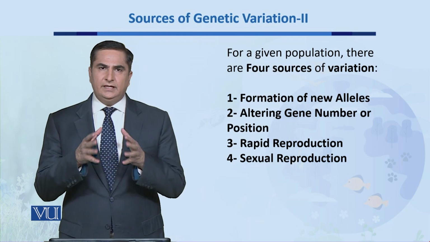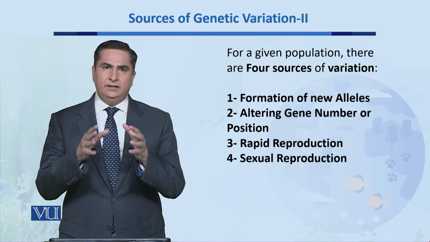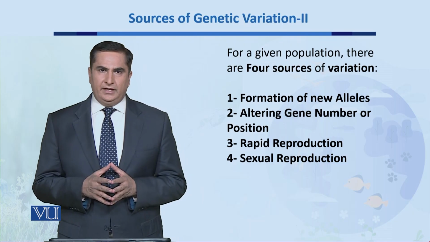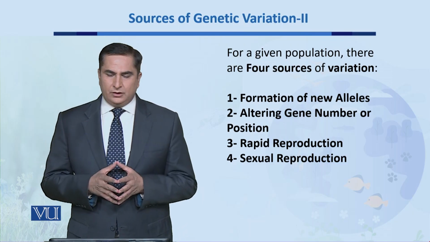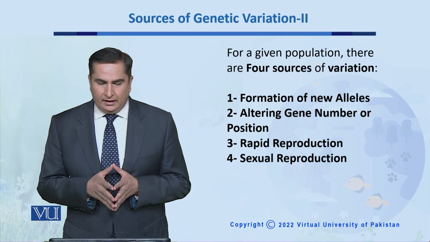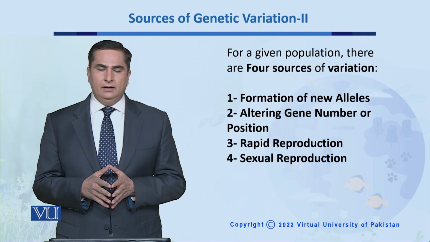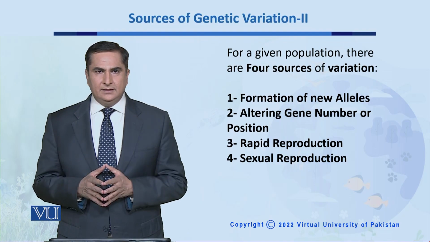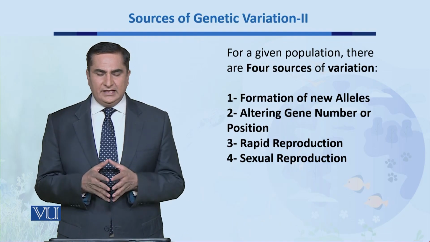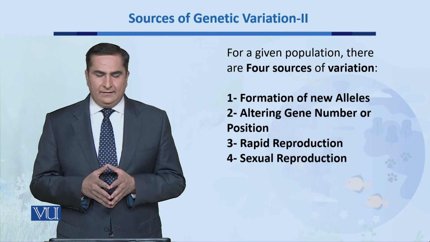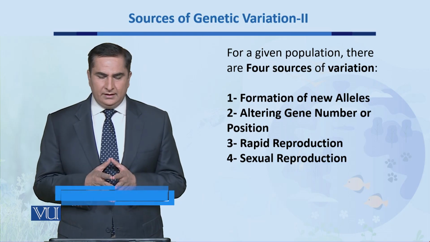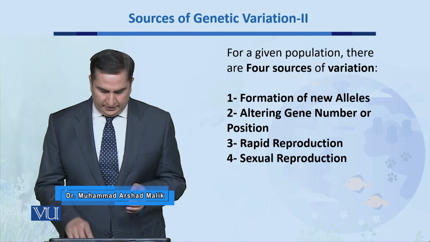Dear students, in this unit we will talk about the main sources of genetic variation within a population. For a given population there are 4 different sources of variation, including formation of new alleles, then altering gene number or position, then rapid reproduction, then sexual reproduction.